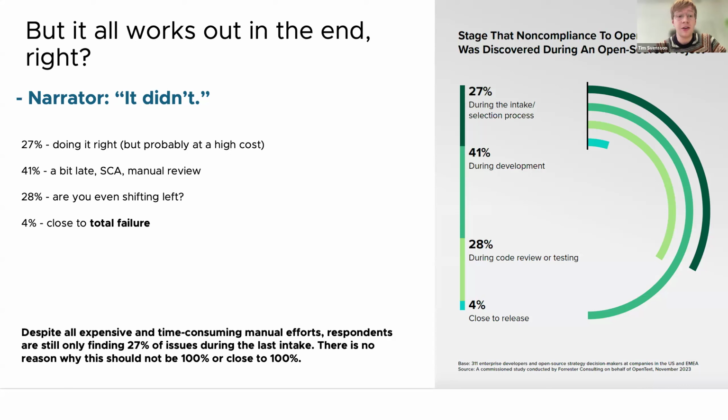So there is no reason that the 27% that did it right shouldn't be 100% or close to it. The information exists out there to make good decisions at intake. And the longer it takes to find the non-compliance, the more expensive it is to fix. But with the right tools and with the right structure, you should be able to catch pretty much everything early on. So moving on, we have a poll question.